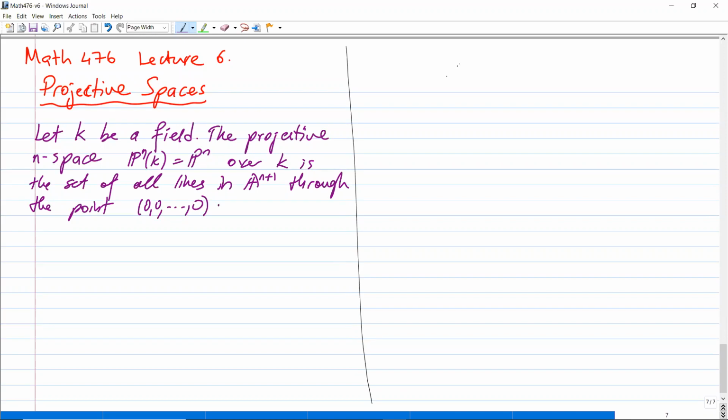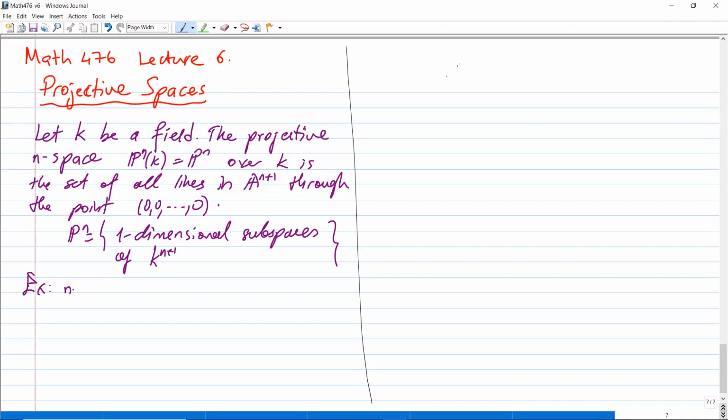Namely, we can also say that P^n is the set of one-dimensional subspaces of K^(n+1). So K^(n+1) is an (n+1)-dimensional vector space. Okay, one-dimensional subspaces. So by this definition, let's give some examples first.